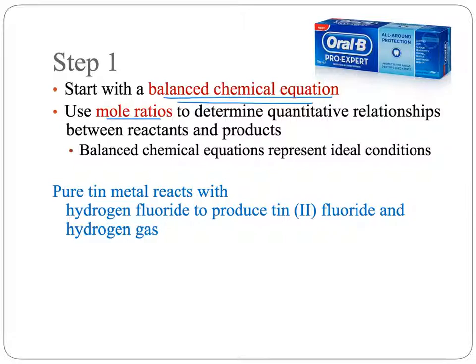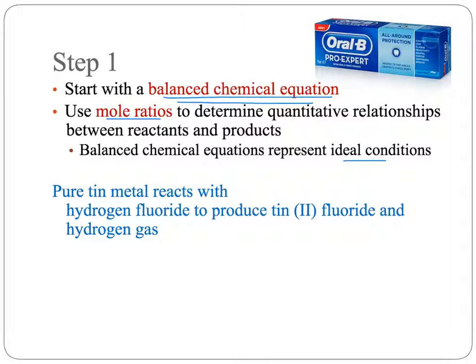Also note that these balanced chemical equations represent ideal conditions, and when we're doing these calculations, this may not be the numbers you would get if we were going to actually perform the reaction in the laboratory, but they are the predicted results under ideal conditions. So let's look at an example.